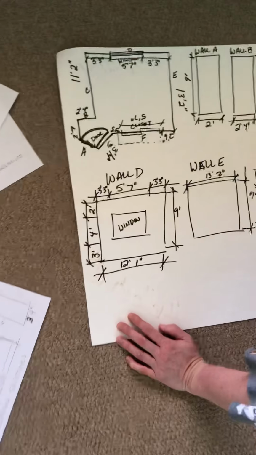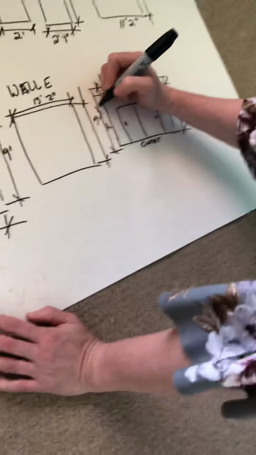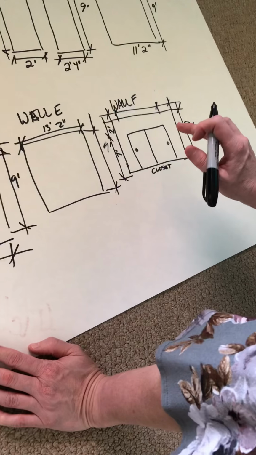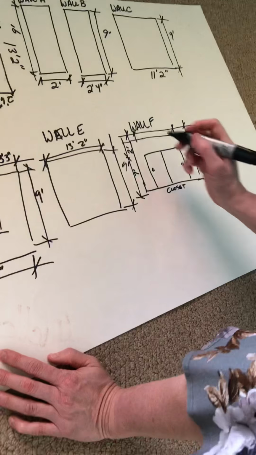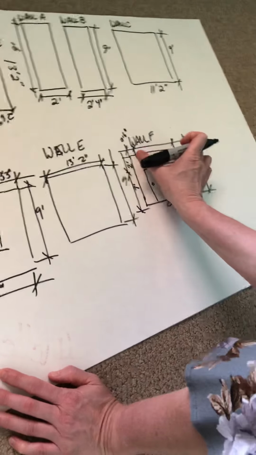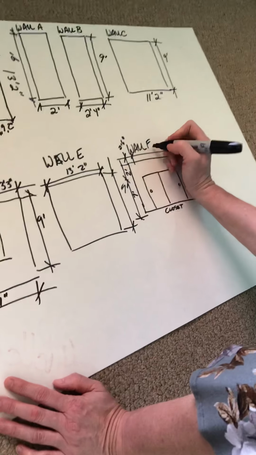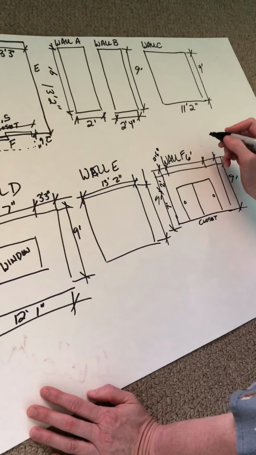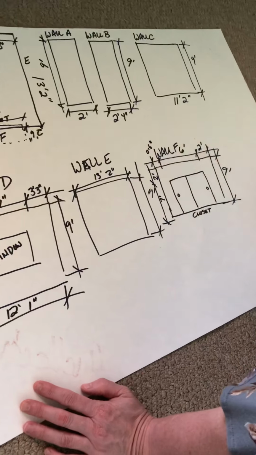I didn't write that originally. 2 feet. And then this space here is 2 feet 6 inches. And then this space of the closet is 6 feet. And then this space was 2 feet. It's a little bit smaller on that side.